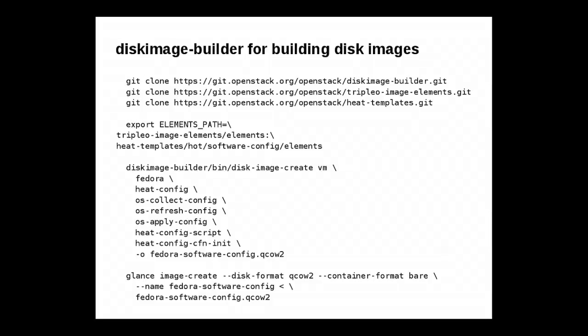So I won't dwell on this slide, but I will point out that if you want to check out the current hooks that we have, this heat templates path and the heat templates repo will get you there. So this creates a custom image with all the agents we need, and uploads it to whatever Glance you're authenticated to.